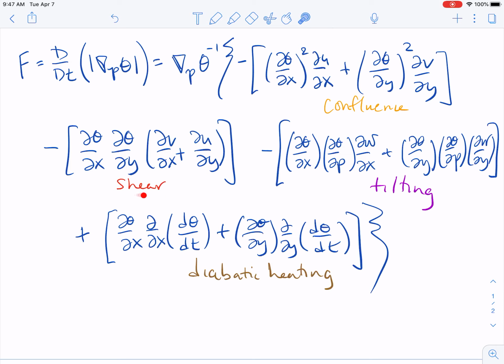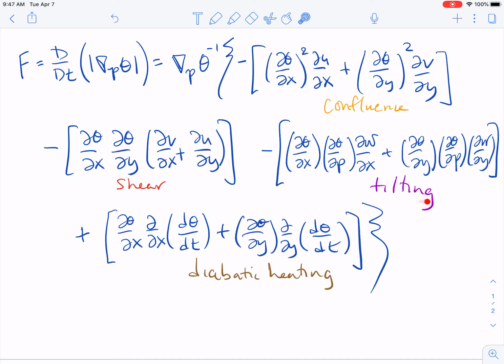In our second term here related to shear, we have this term dv/dx plus du/dy. Now that should look relatively familiar to you. It is close to vorticity, but it has a different sign. And so this is one of those deformation terms. And so what we're essentially seeing here is the effects of shear on our temperature gradients.